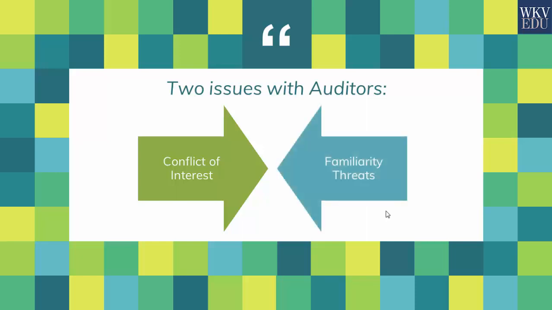Secondly, there is something called familiarity threats. If the same auditor has been associated with a particular company for a long period of time, the management may become familiar with the auditor, and the auditor might become friends with the management, and might not give an adverse opinion about the financial statements prepared by the management, even if the management is preparing misleading ones. Right?